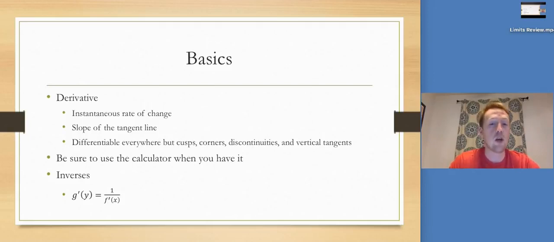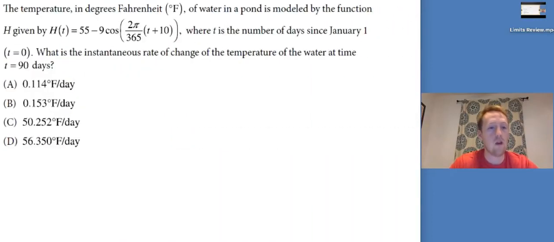Differentiability, we kind of already talked about in the limits video just a little bit, but we're differentiable everywhere except cusps, corners, discontinuities, and vertical tangent lines. You cannot differentiate at places where those 4 things happen. Big thing, I've been saying it already, be sure to use the calculator when you have it. Inverses, we've got g prime of y equals 1 over f prime of x, and that's pretty much where we're at for that.